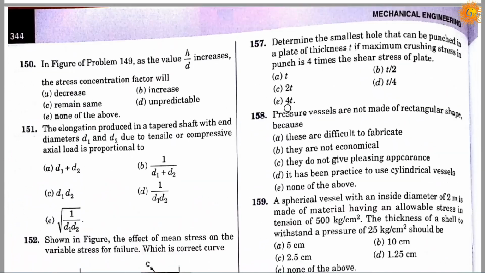Question number 157. Determine the smallest hole that can be punched in a plate of thickness small t if the maximum crushing stress of the punch is 4 times the shear stress of the plate. Option A, t; option B, t by 2; option C, 2t; option D, t by 4; option E, 4t. Correct answer is A, it will be t.